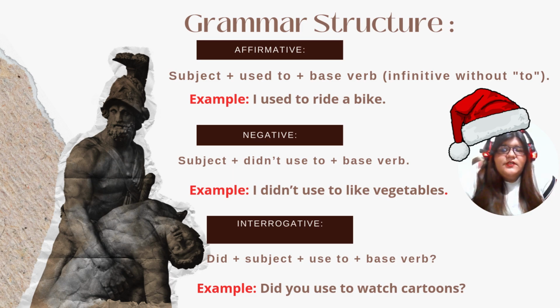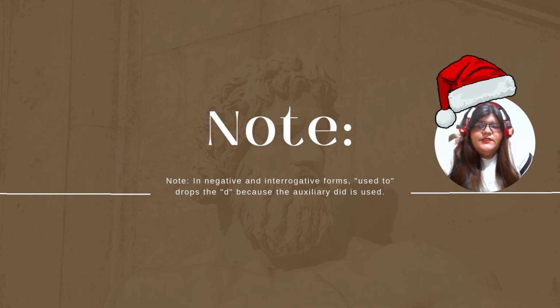Then we have interrogative, when you want to make questions, right? We have the auxiliary verb did, then the subject, then used to, then the verb in its base form. Then we have here an important note. In negative and interrogative forms, used to drops the d because the auxiliary did is used.